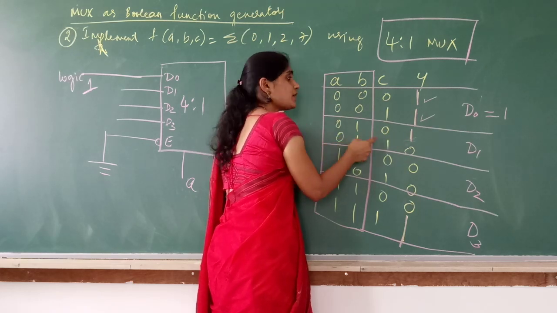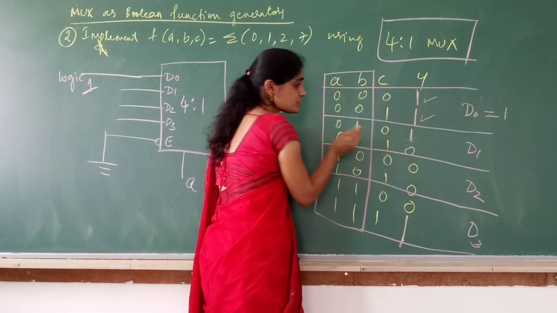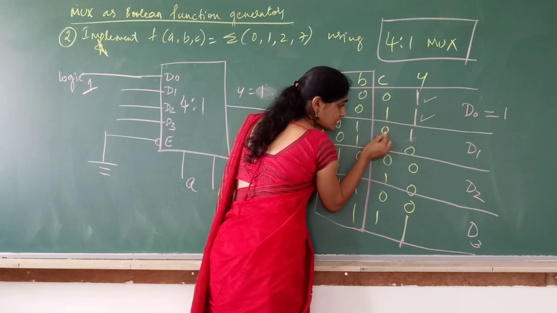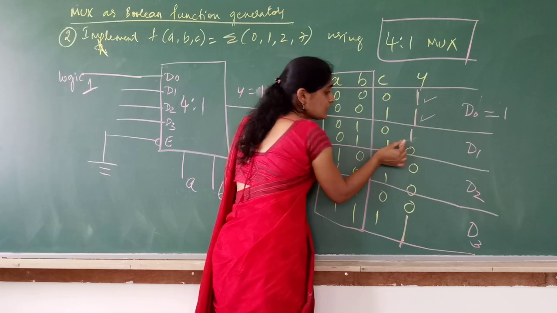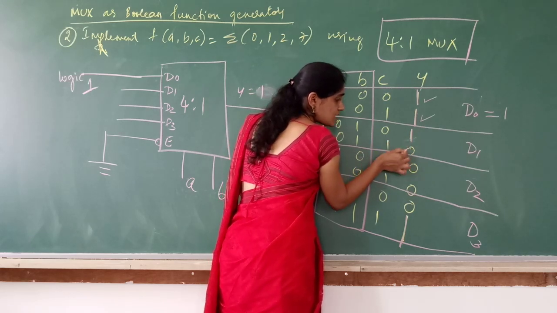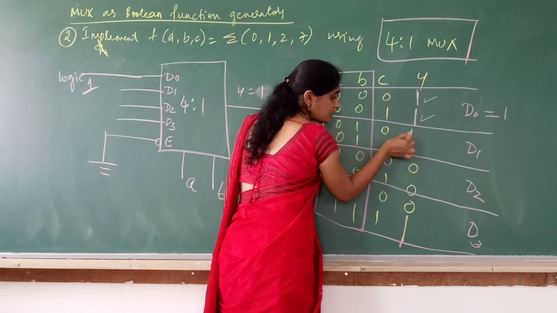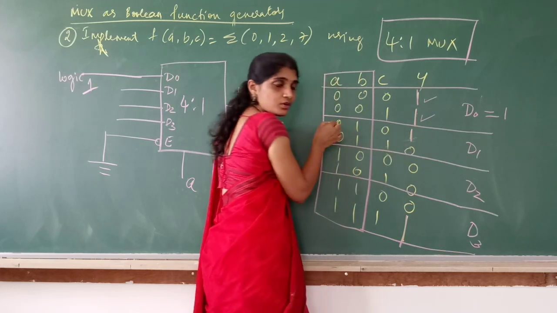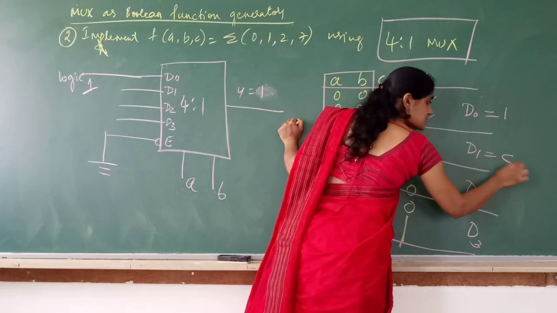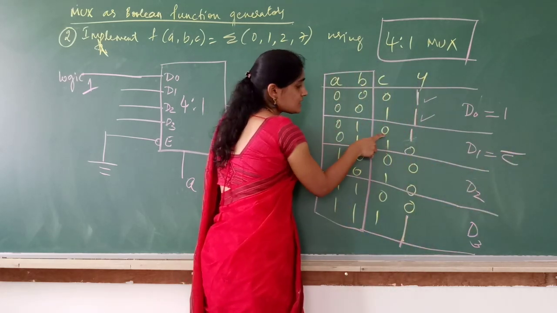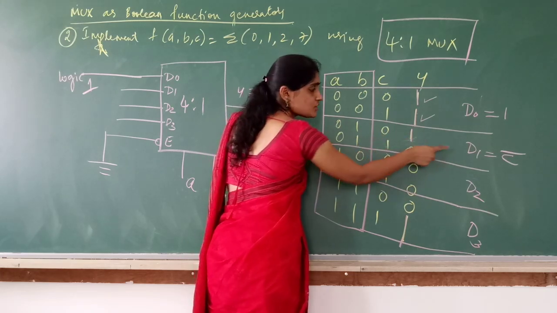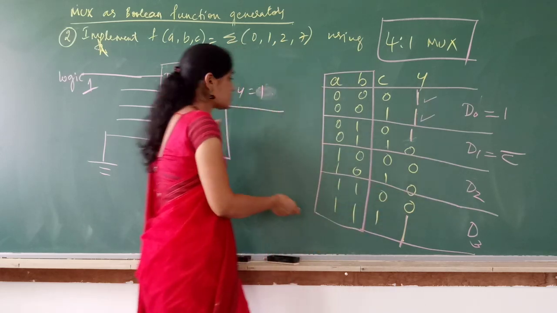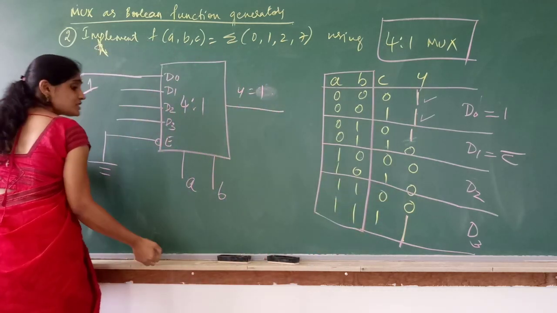When AB is 0, 1, if C is 1, Y is 0. So just look at this. Compare the output with the third variable C, because I have only the option to give C. Compare your output variable with C. If C is 0, output is 1. If C is 1, output is 0. So your D1 is C bar, not of C. So connect D1 to C bar.